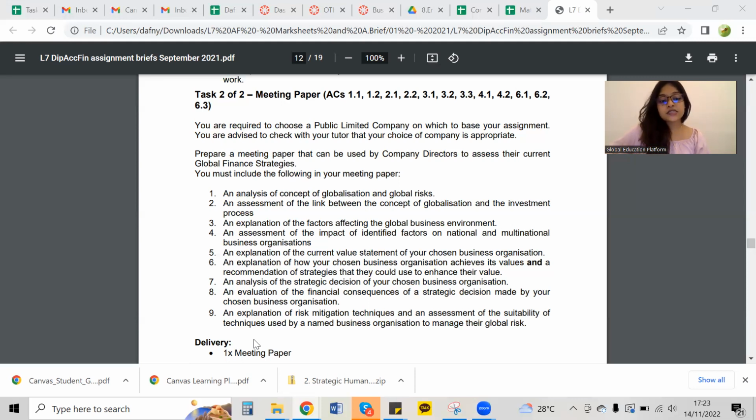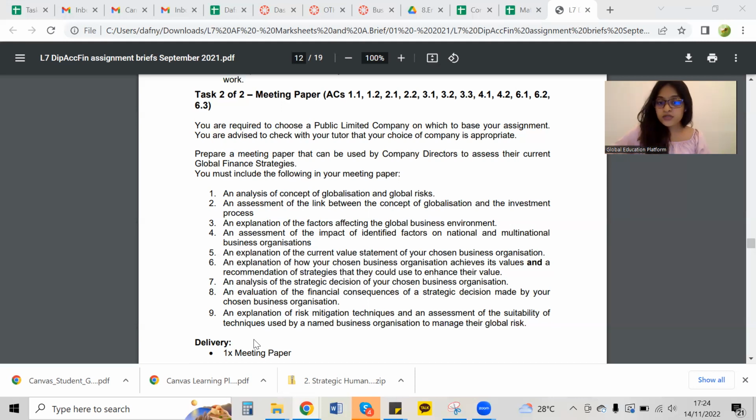And the ninth point is an explanation of risk mitigation techniques and an assessment of the suitability of techniques used by a named business organization to manage their global risk. Okay, I'm going to read this again. First, an explanation of risk mitigation techniques. Talk about that, like show academic knowledge. What are risk mitigation techniques? And then assessment of the suitability of techniques used by a named business organization to manage their global risk.